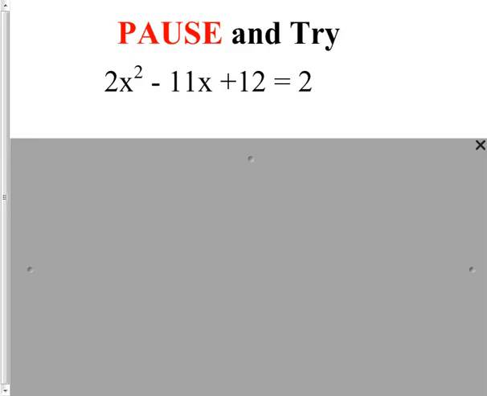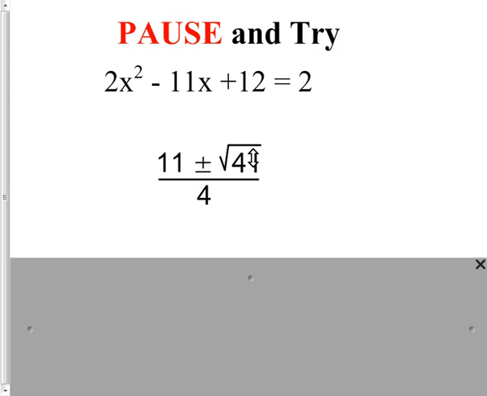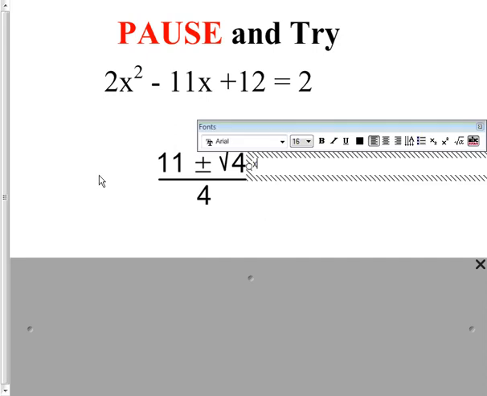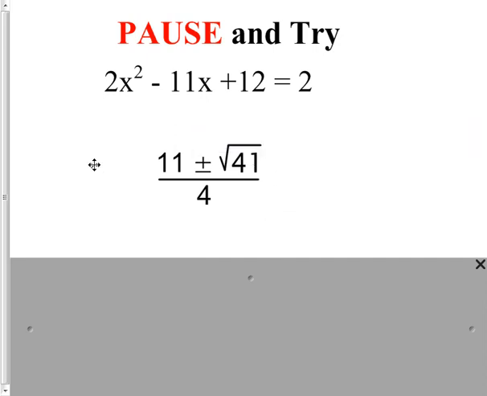Okay, why don't you pause and try this one? All right, so your solution is x equals 11 plus or minus radical 41 over 4.